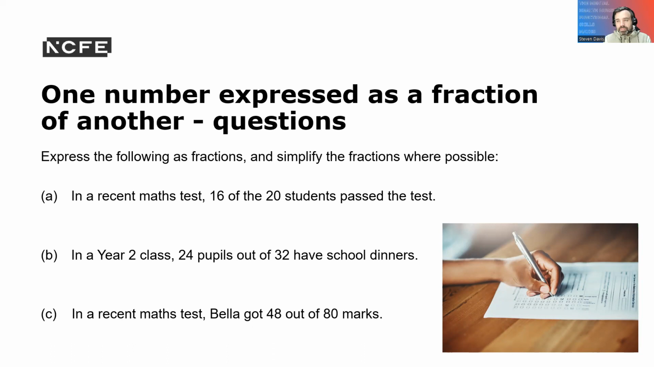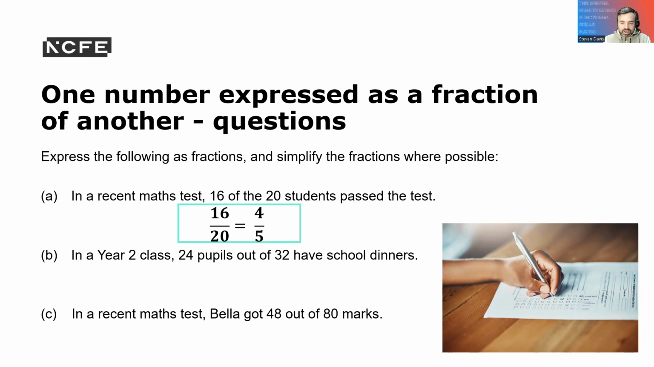So, looking at one number expressed as a fraction, express the following as fractions and simplify them. In a recent maths test, 16 out of the 20 pupils passed the test. So that's 16 over 20. We can divide that by 4. So 4 goes into 16 and 4 goes into 20. So that would be 4/5.